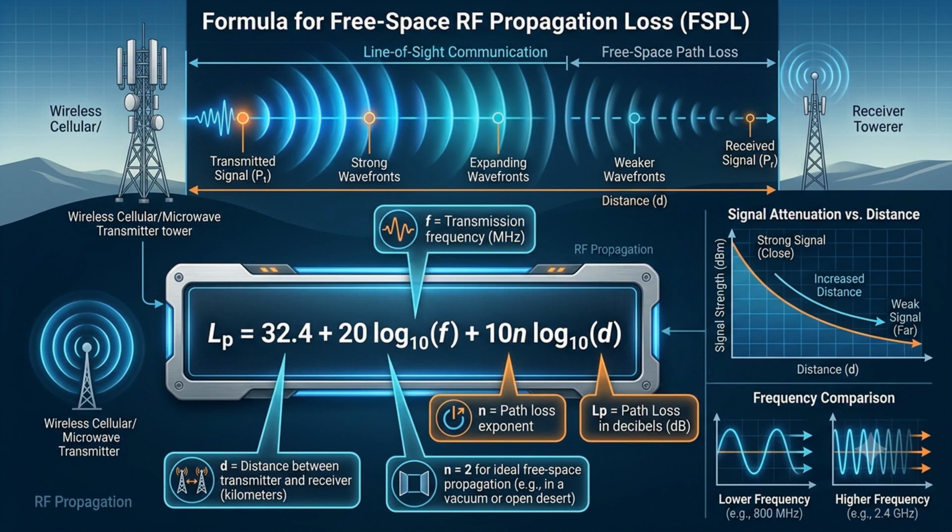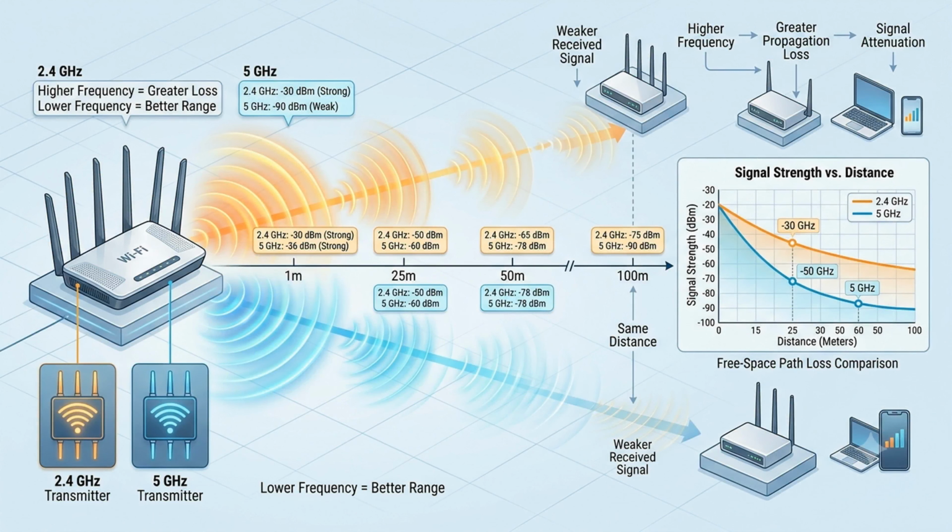Formula for free space RF propagation loss. For line-of-sight communication, the free space path loss, FSPL, in decibels can be approximated using the formula: path loss L equals 32.4 plus 20 times the base 10 logarithm of F, plus 10 times N times the base 10 logarithm of D. Where F is the frequency of transmission in megahertz, D is the distance in kilometers, and N is the path loss exponent, whose value is 2 for free space communication, indicating how fast the signal attenuates with distance. The higher the transmission frequency, the higher the propagation loss is for the same distance.